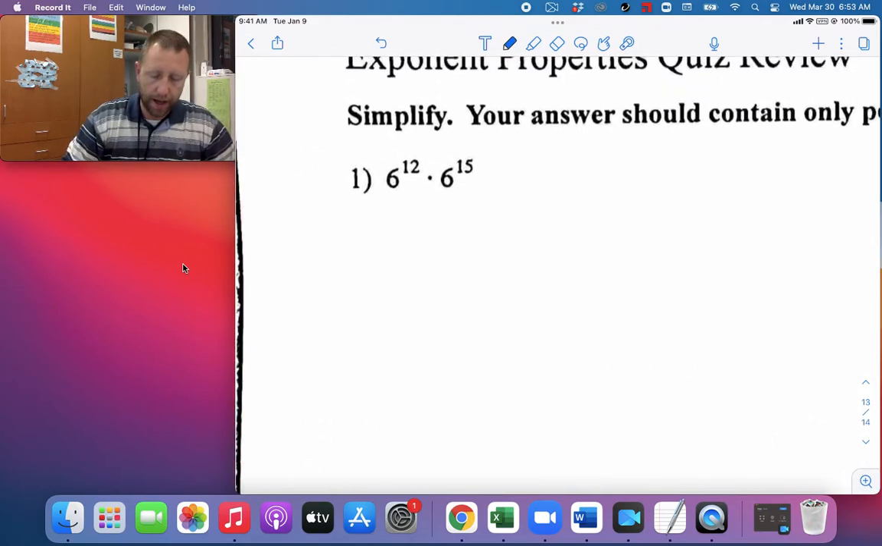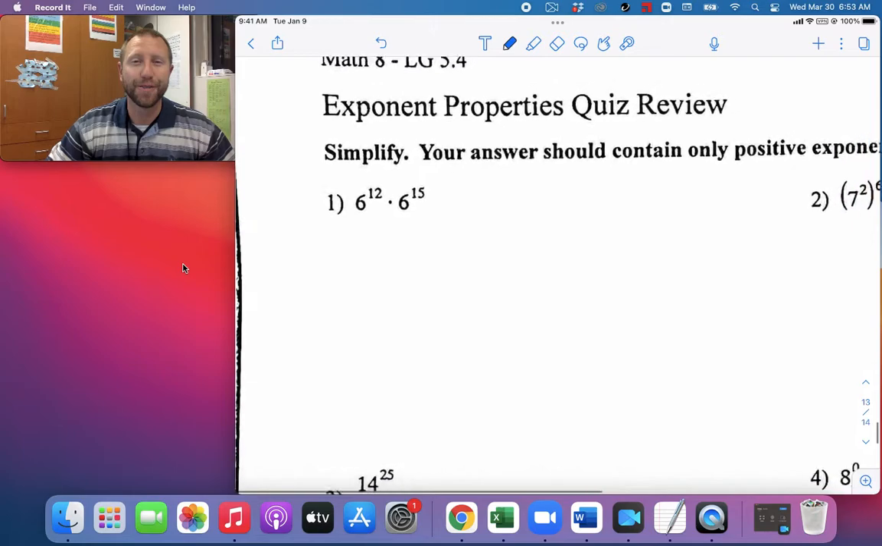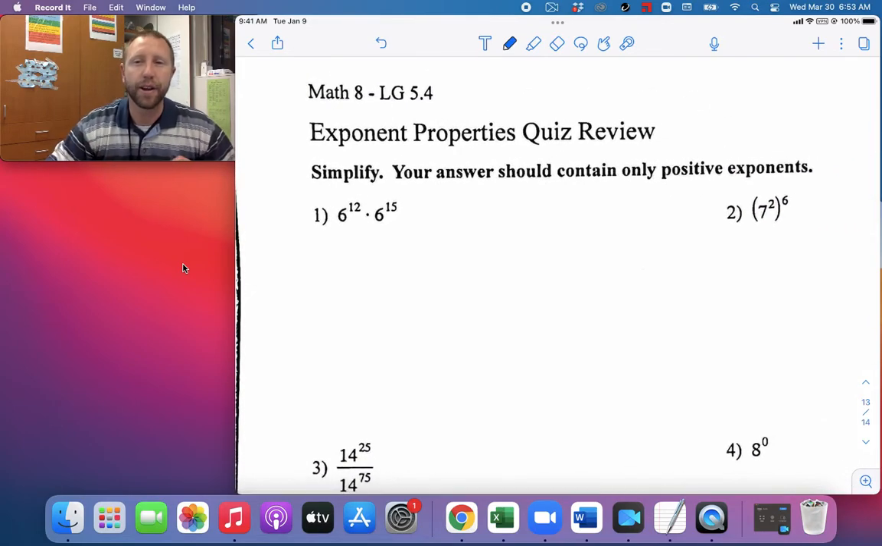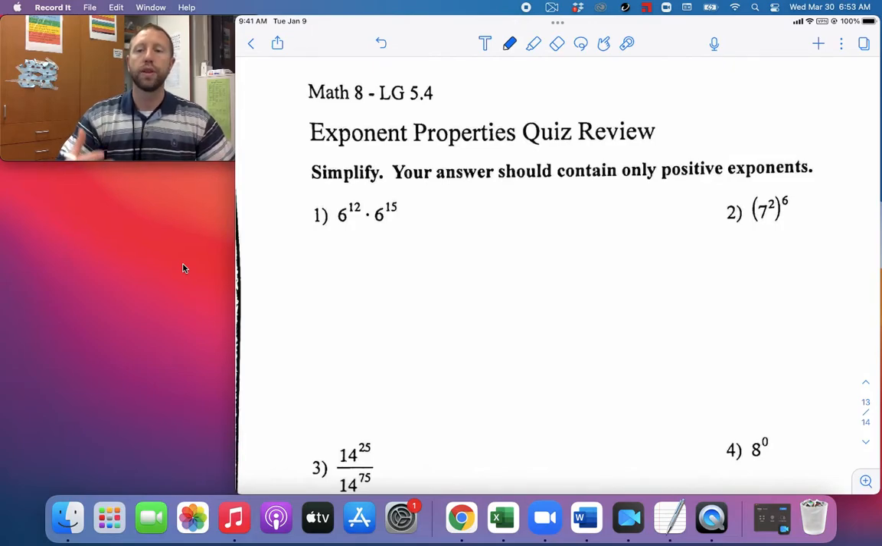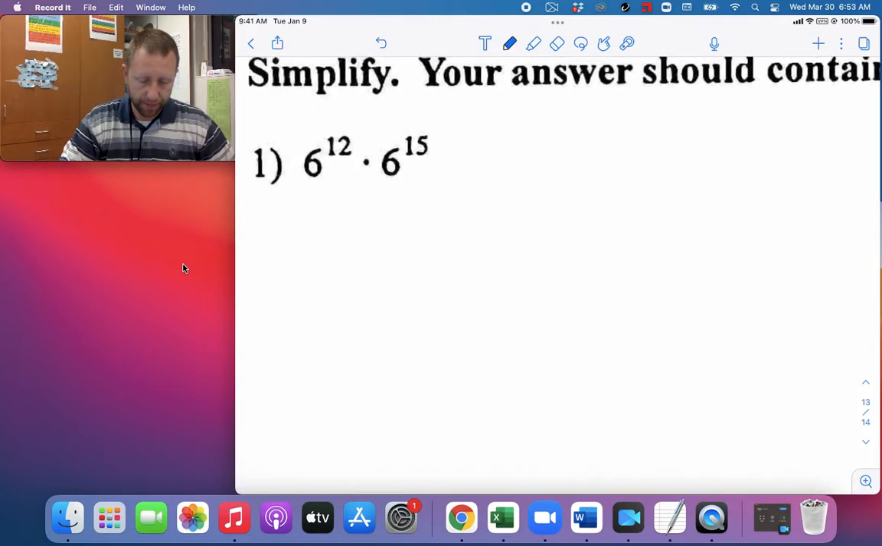So here, for the first problem, it says simplify. Your answers should contain only positive exponents. So we know the negative exponent rule, and we'll go over that when we get to a problem that uses that. But I need to have all of my exponents be positive. So when I do whatever rule the problem has asked me to do, if I end up getting a negative exponent, I need to switch that to a positive.